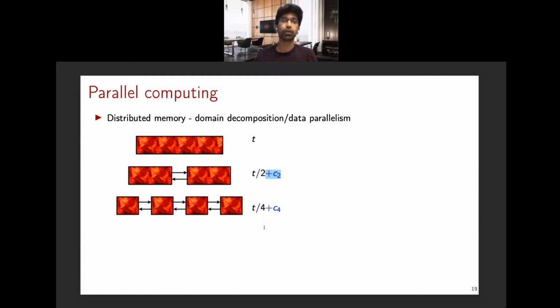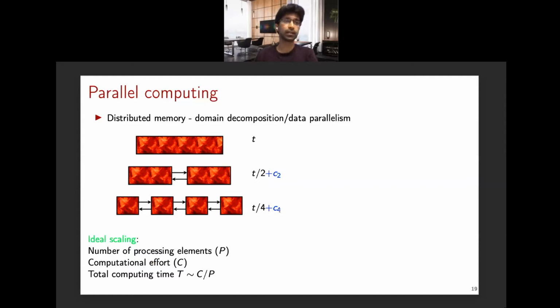When you do parallel computations, ideally what we are interested in is reducing the computing time. However, there is a slight increase in the amount of communication time as you increase the number of processors. So now we define what is called ideal scaling. In general, let's say that we have P number of processing elements, and C is the total computing effort. Then the time taken for the computations, with C as the effort and P as the number of processors, should scale as C/P. Okay, right? This is the ideal scaling law, where the computing time is inversely proportional to the number of processing elements that you have used.